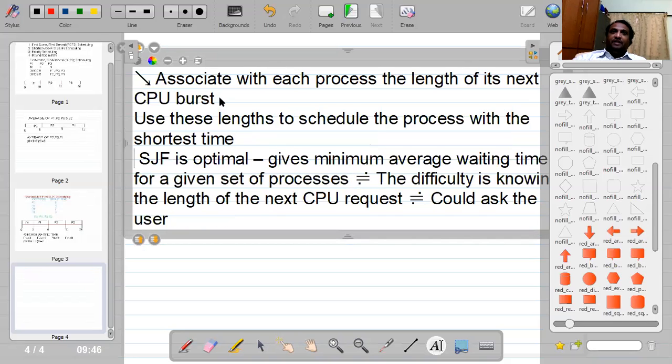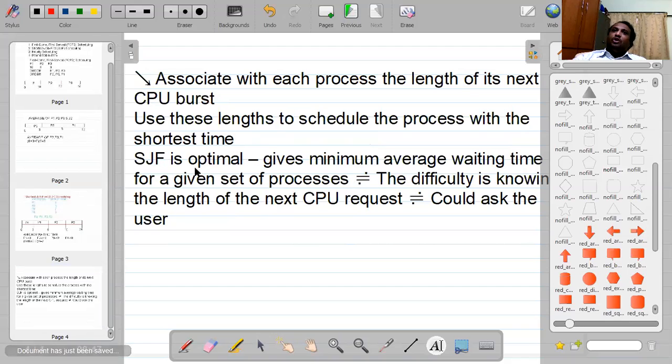Then if you take the second point, it uses the length to schedule the process with the shortest time. So which is the shortest time? Accordingly, it is going to schedule the things. Then shortest job first is optimal. It is an optimal solution compared to first come first serve. Why is it optimal? Because it gives the minimum average waiting time for each set of processes.